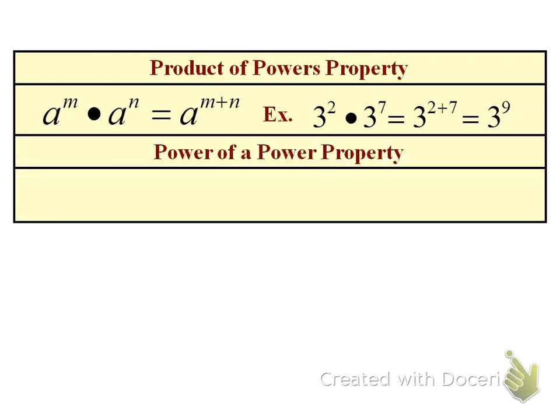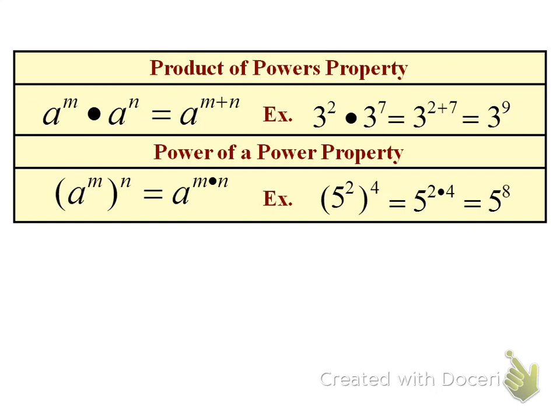The next rule is the power of a power. So now we have one base with an exponent to an exponent. When that is the case, you can multiply the exponents. Here's an example. 5 to the 2nd to the 4th is like 5 to the 8th. Again, because we do the 2 times the 4.